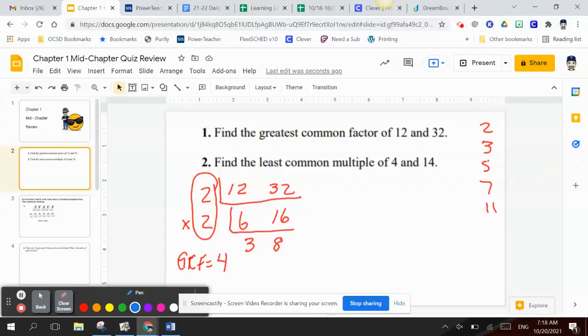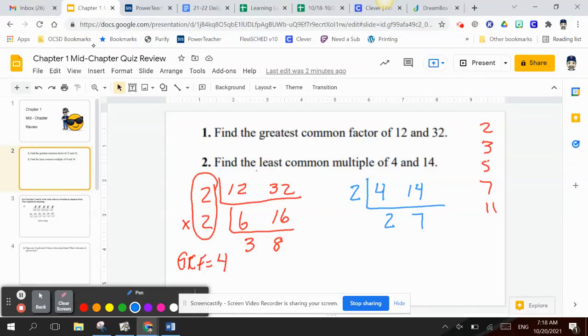When I look at finding the least common multiple of 4 and 14, again, I write my 4 and my 14. I find what number goes into both 4 and 14. Well, 2 is a factor because they're both even. What can I multiply by 2 to get 4? That's 2. What can I multiply by 2 to get 14? That is 7.